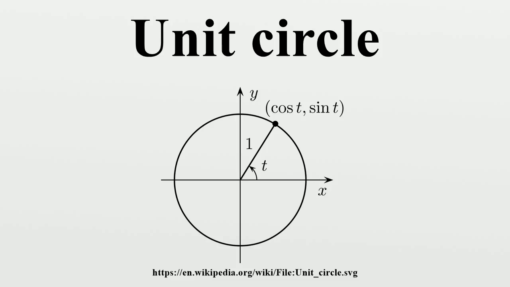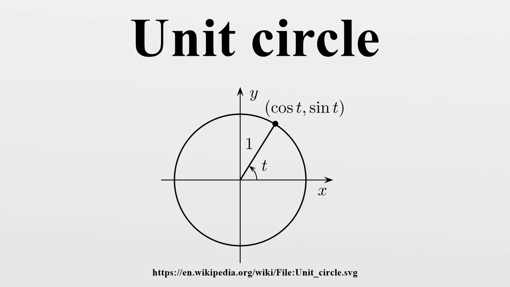In the complex plane, the unit circle can be considered as the unit complex numbers, i.e., the set of complex numbers z of the form z equals e to the i t for all t. This relation is Euler's formula. In quantum mechanics, this is referred to as a phase factor.